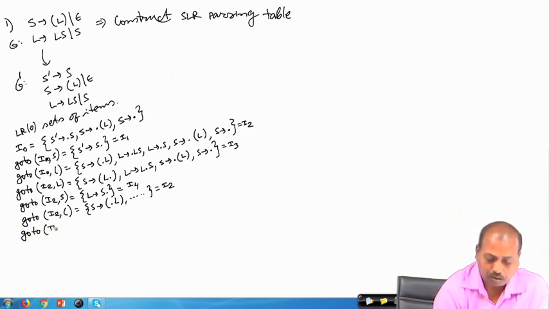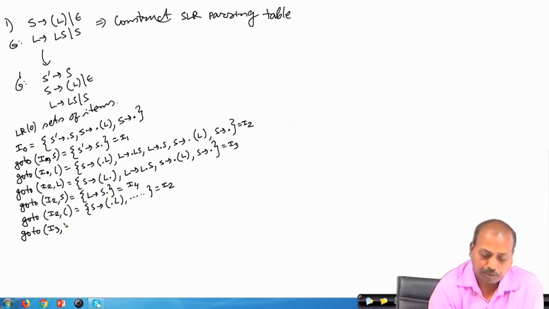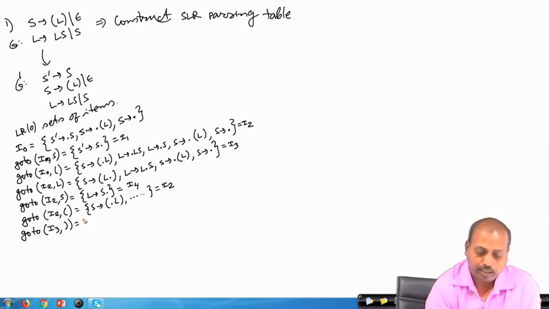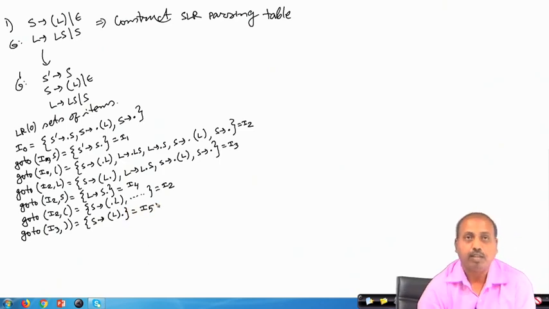Go to I 3, then this close parenthesis. So, that gives me the item S producing within bracket L, and the dot comes here. So, that is a new item that I have got, and that is I 5.